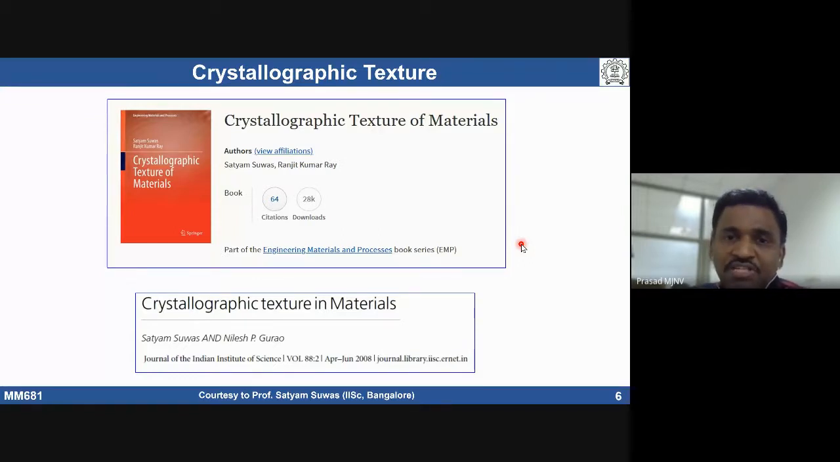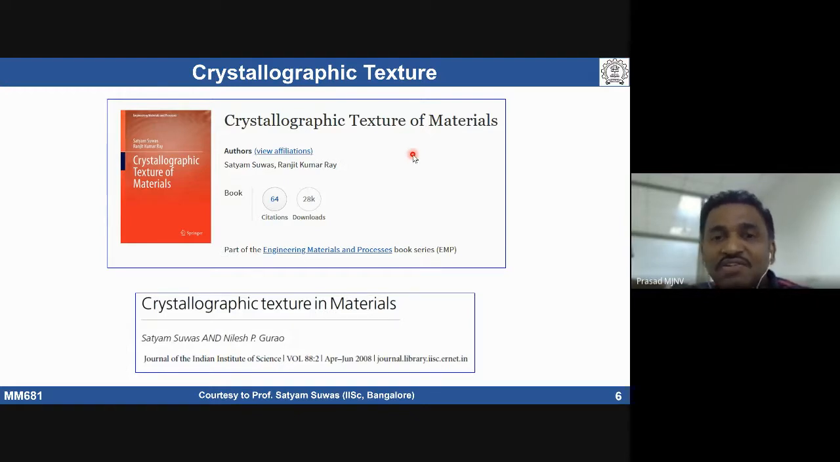In some universities and institutes, faculty offer a dedicated course on crystallographic texture of materials. People run the course for almost 4 months, a complete semester. But actually in this course I cannot afford that, so I'm giving only one topic. I may give a maximum of 1.5 to 2 lectures.